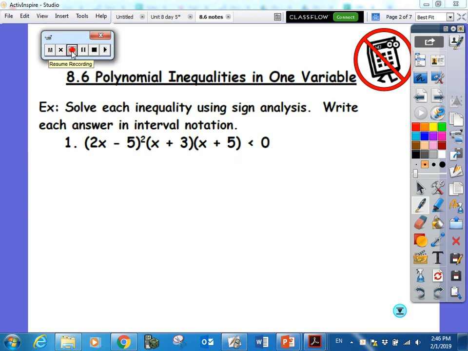So this one is already factored for you. Sometimes you have to factor it. This one you don't have to. The first thing to do is find the zeros, because if we want to know where is that less than 0, so really it's where is it negative. So what numbers make that negative? Instead of just having to pick every number that there is, we can figure out what makes it 0, and then we can figure out what sections, each section of numbers from those zeros, are going to make it either positive or negative. So we know that x equals 5 over 2, negative 3, and negative 5.